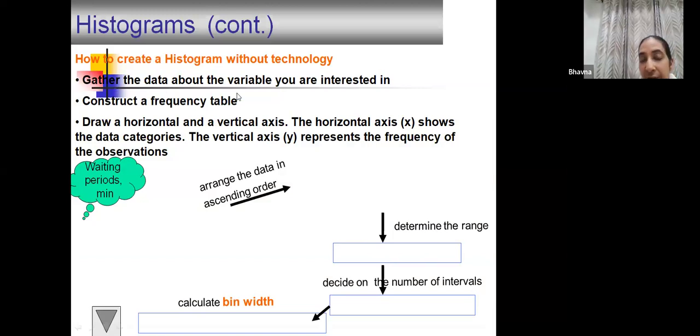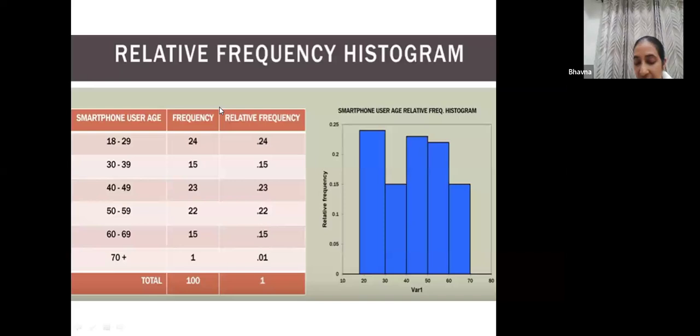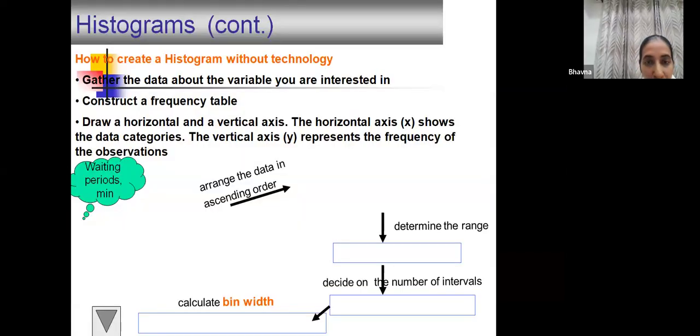Gather the data about a variable you are interested in. Construct a frequency table. This is a frequency table, very simple. The words are heavy, but when you know how to draw it, you just know this is a frequency table. Draw a horizontal and a vertical axis. The horizontal axis is the x-axis. It shows the data categories. The vertical axis, or the y-axis, represents the frequency of observations, okay?